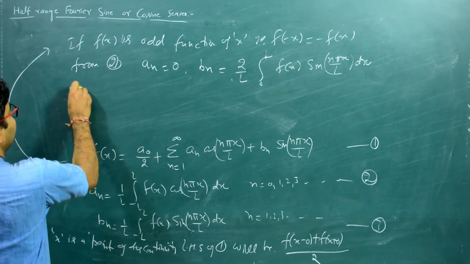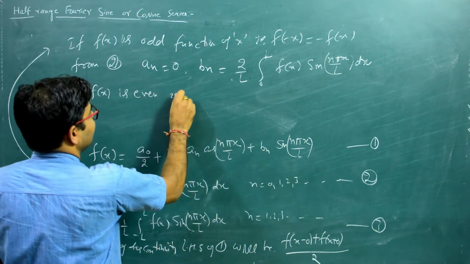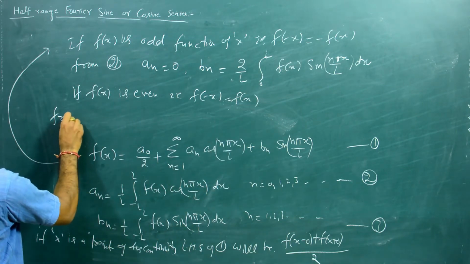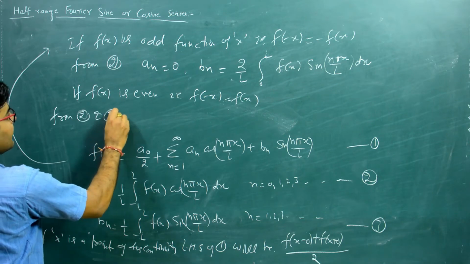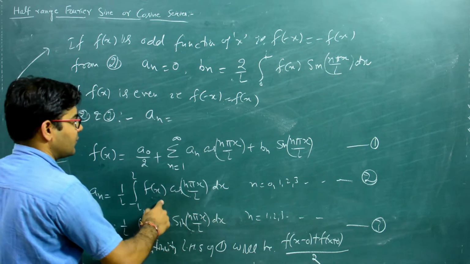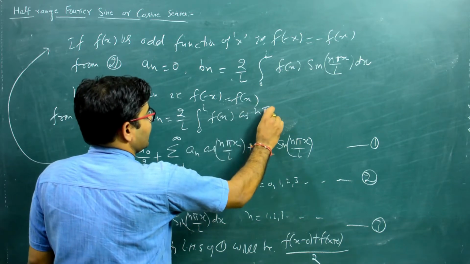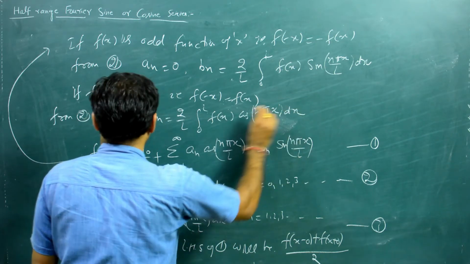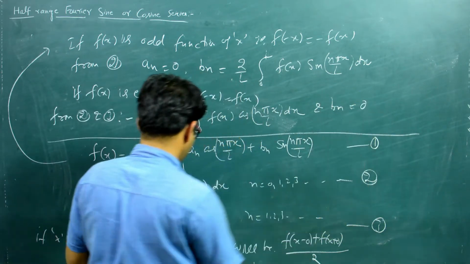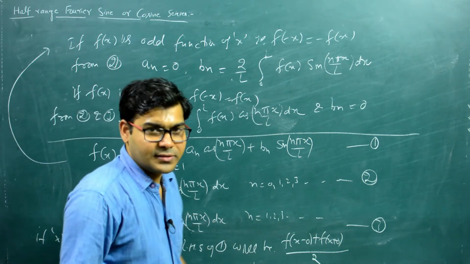Similarly, if f(x) is even, the situation will be reversed. That is, f(-x) is the same as f(x). So from 2 and 3 we can see that an are non-zero this time. The product of two even functions is even, so an will be 2 over L, 0 to L f(x) cos(n pi x / L) dx, and bn will be 0 because this is an even function and this is an odd function, the product of these two will be an odd function, and this will become 0.